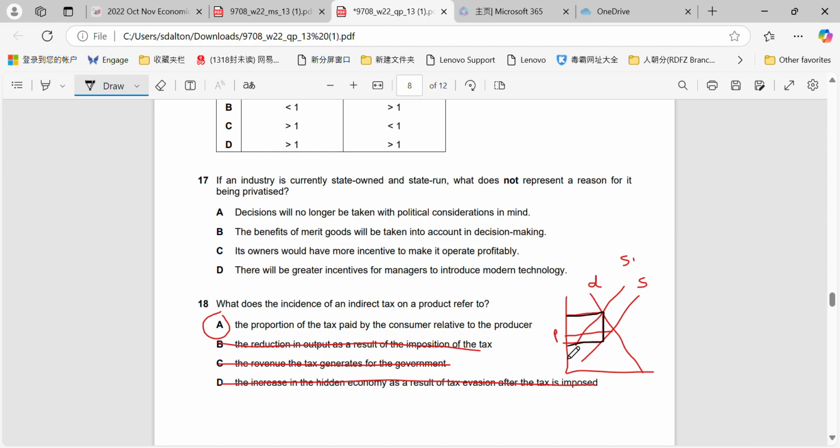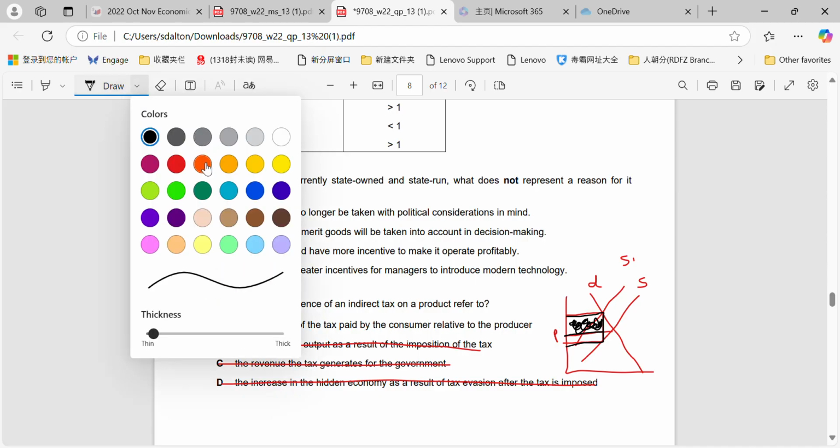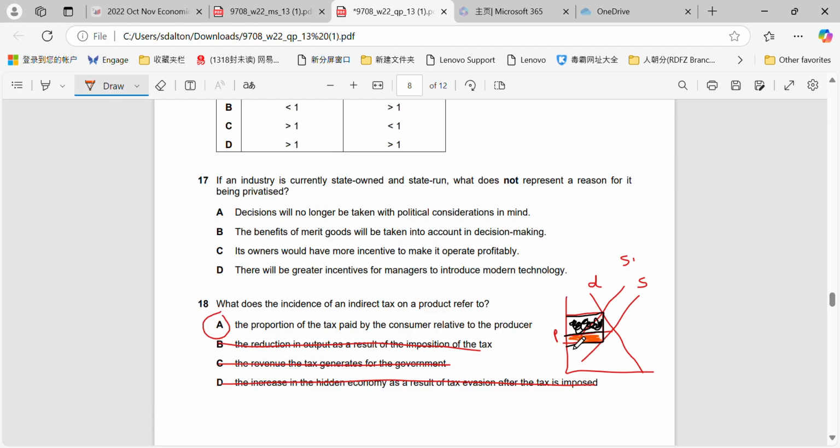So the incidence of the tax that the consumer pays would be this area in black, because they pay the difference in the price. And the incidence of the tax that falls on the producer would be this area in orange that's left over from the full amount. That's why it's the proportion of tax paid by the consumer relative to the producer that's called the incidence, or sometimes we refer to it as the burden. The diagram that's clearer to be shown on this particular question is in question paper 12 or 11 for October-November 2022. I can't remember which paper, but it's one of those two.